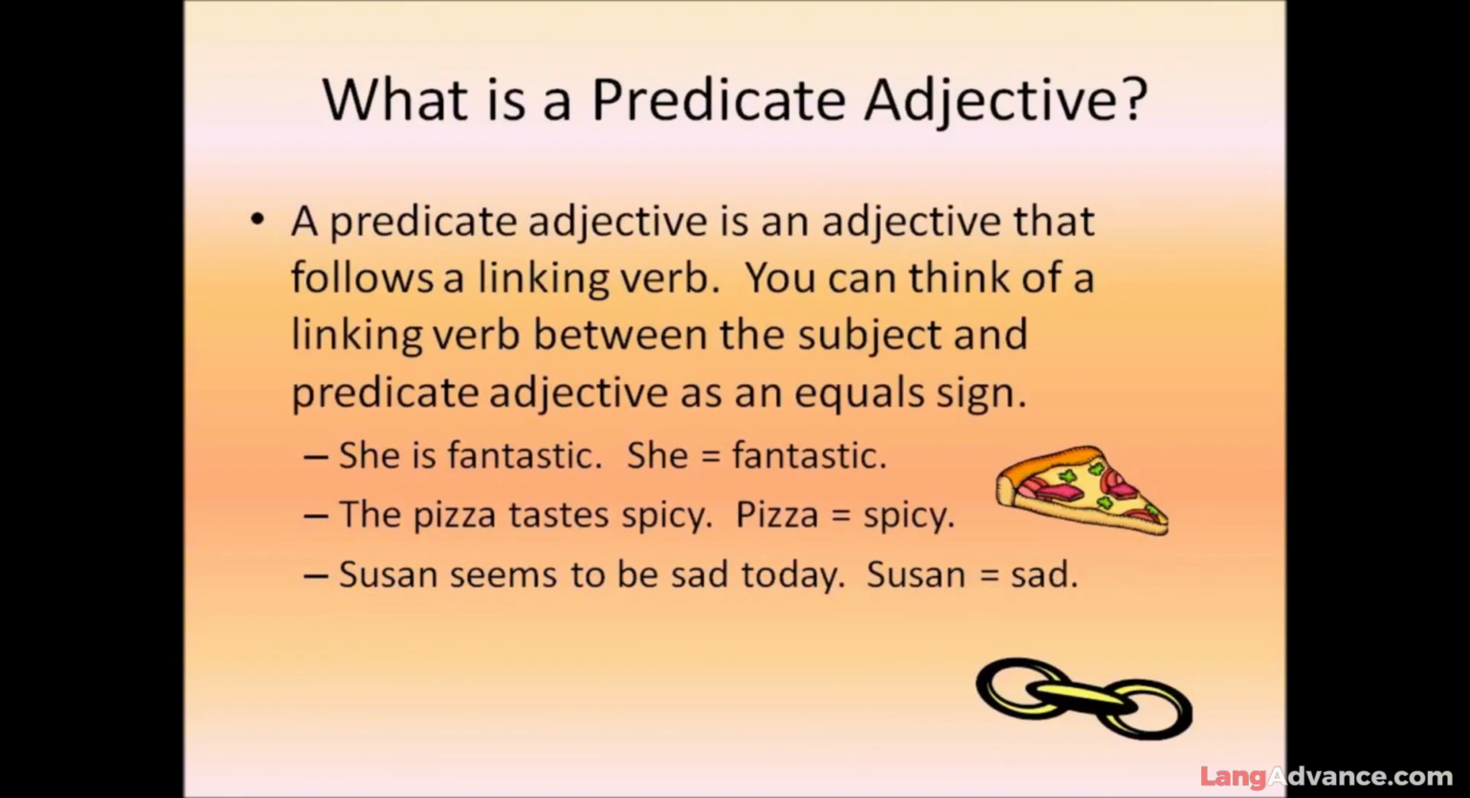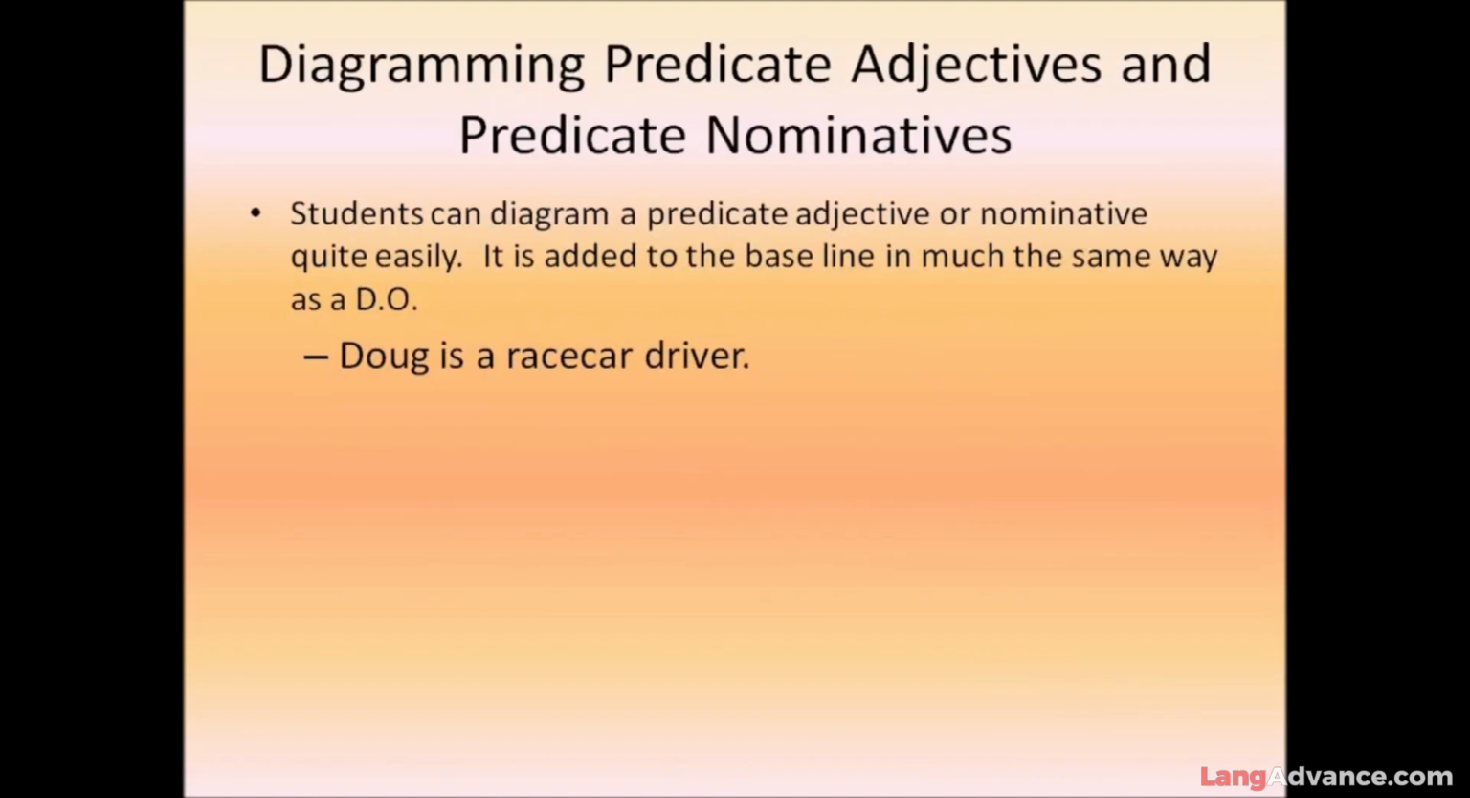A predicate adjective is an adjective that follows a linking verb, and in the same way as the predicate nominative, you can think of that verb as an equal sign between the subject and the predicate adjective. She is fantastic. She equals fantastic. Fantastic is an adjective. The pizza tastes spicy. The pizza equals spicy. Spicy is an adjective. Susan seems to be sad today. Susan equals sad. Sad is an adjective.